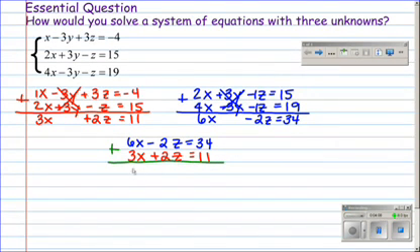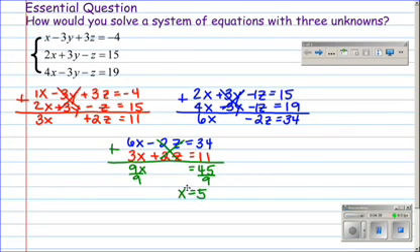6x plus 3x would be 9x. Negative 2 plus 2 is 0, so we've eliminated the z variable. 34 plus 11 would be 45. And then this is simple, 9x equals 45. If we divide by 9, we get x equals 5. Now this is only one answer. We still need to find out what y equals, and we still need to find out what z equals.